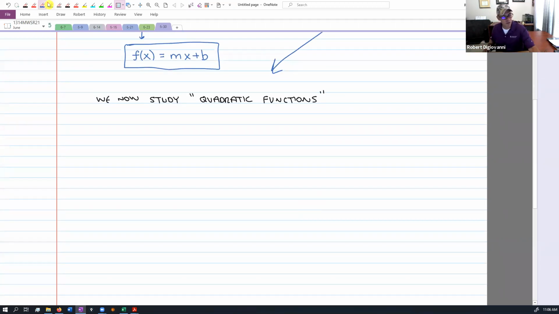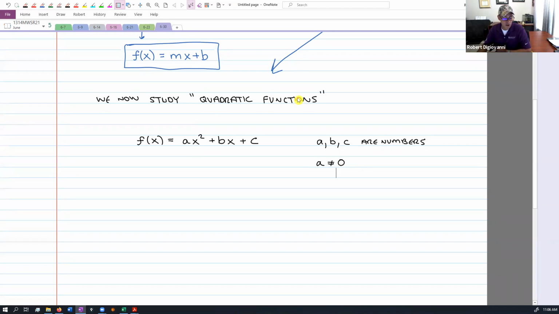Well, let me show you the quadratic function first, and then we'll talk about some specific examples in the real world. A quadratic function is a function, but instead of having mx plus b, what we'll have is ax squared plus bx plus c. Now here, a, b, c are numbers. And we have that a cannot be 0.